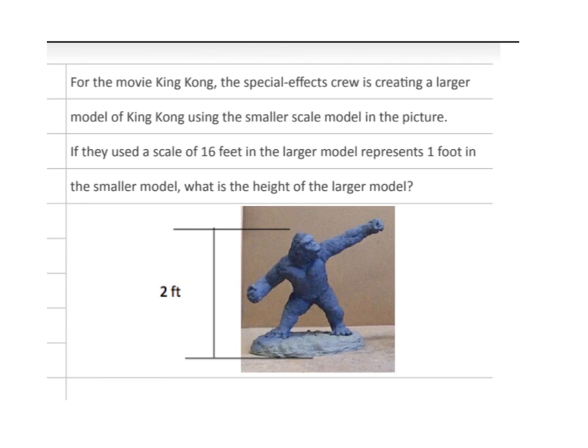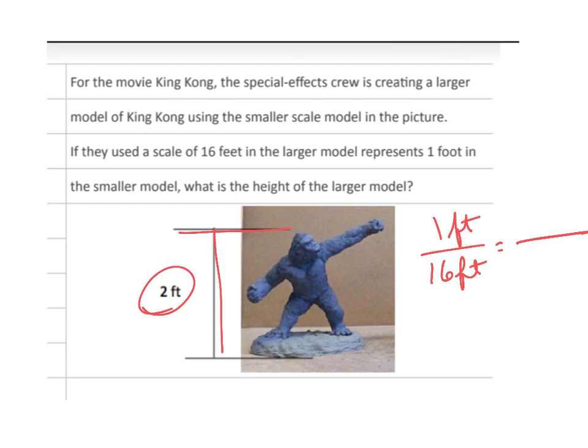For the movie King Kong, a special effects crew is creating a larger model of King Kong using a smaller scale model in the picture. If they use a scale of 16 feet in the larger model equals 1 foot in the smaller model, what is the height of the larger model? So we know that it's 2 feet. Here's our picture. It's 2 feet tall. Well, this one's kind of easy. We multiply by 2, so 16 times 2, it is actually 32 feet.